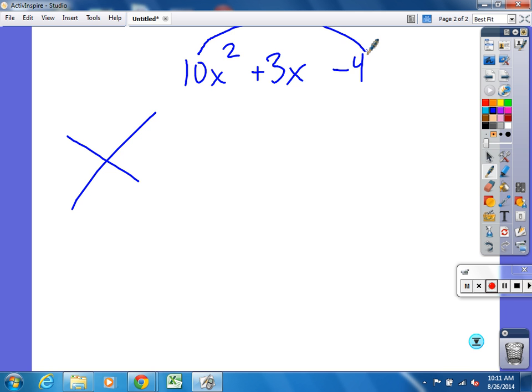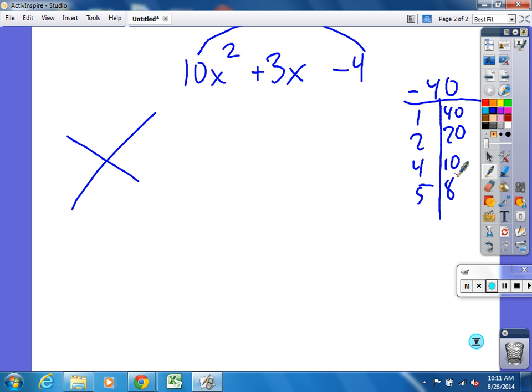What's that? -40. So if it's a negative, what are you going to do to these two numbers? You're going to subtract them. So I have 1 and 40. Give me the next one. 2 and 20. I ask every number until it wraps around. Does 3 go? No. 4 and 10. 5. 6. 7. 8's on the other side. That shows that I've used every factor. As soon as you wrap around, that shows you used every factor.